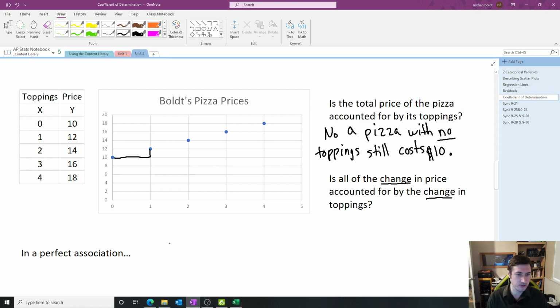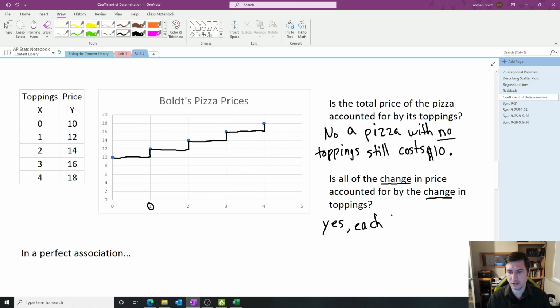Well, yeah, I hope so. It's one topping and one topping costs $2, and so our price went up $2. If we add another topping, our price goes up another $2 because the topping costs $2. And so this change is accounted for by toppings alone.